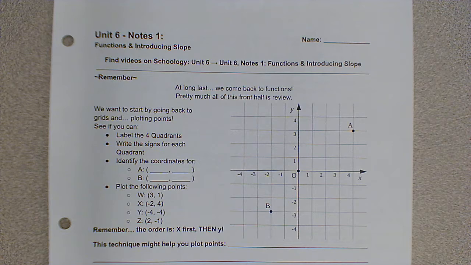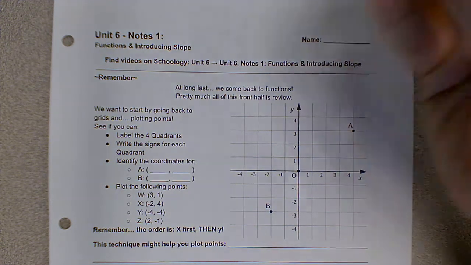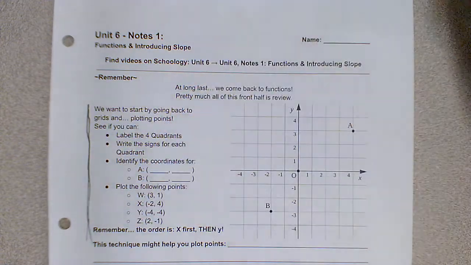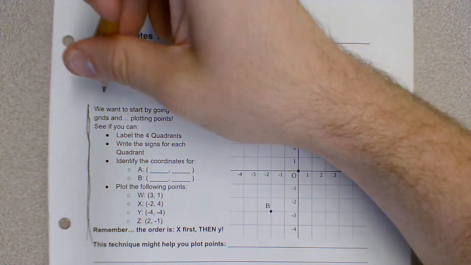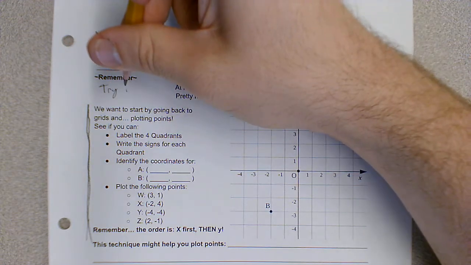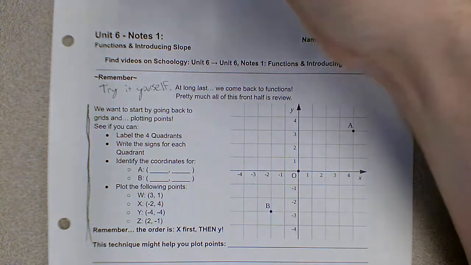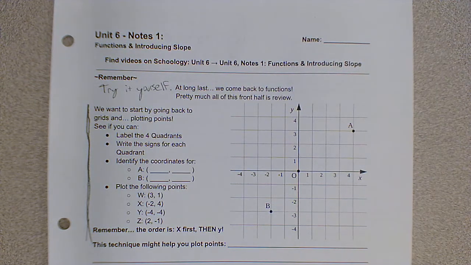So at long last, we come back to functions. Pretty much this front half is a review. Now, instead of me walking you through these, I want you to go ahead and try it yourself. I want you to do everything here, these first 4 bullet points. Once you're done, you can unpause, and then I'll explain the answers to you. So pause, try it yourself, and then I'll show you the answers.